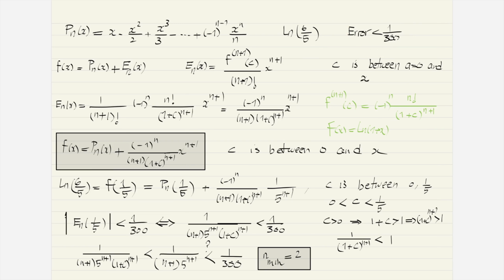Okay, so hopefully now you understand that ln of 6 over 5 is approximately p sub n, which is p sub 2, calculated at 1 over 5. And this approximation is guaranteed to have an error less than 1 over 300. So how should I calculate it? I have to go to my Taylor polynomial, choose 1 over 5 for x, choose 2 for n, and then calculate that number, which I will do on the next page.